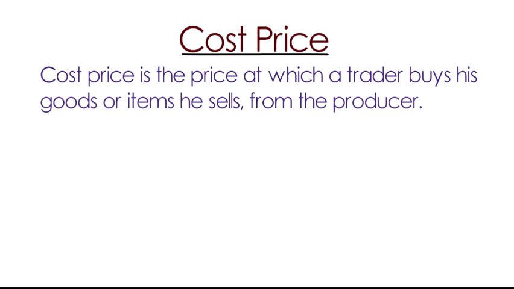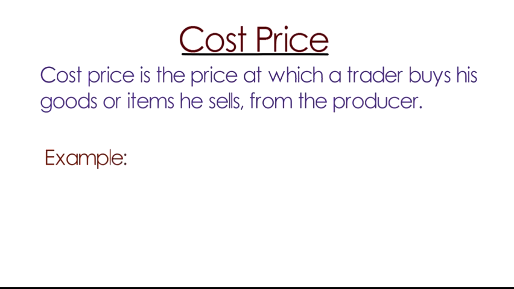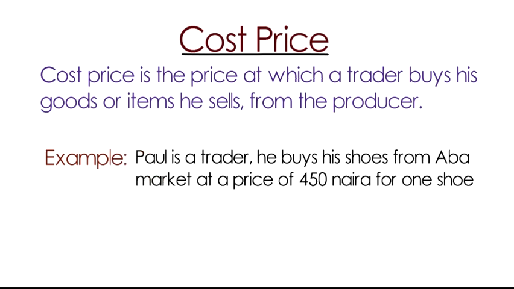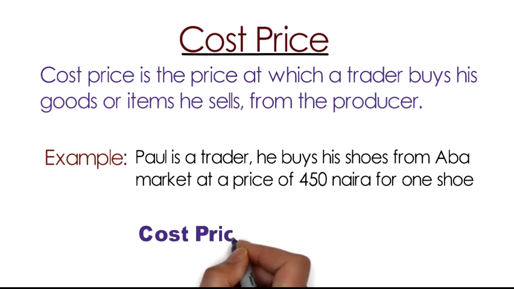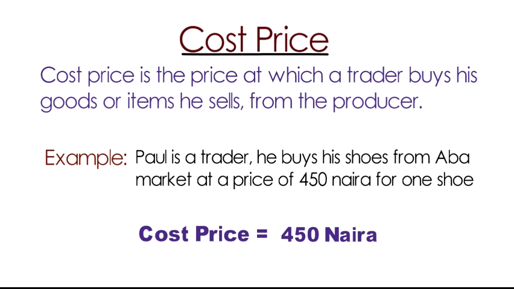Cost price is the price at which a trader buys his goods, or the item he sells, from the manufacturer or the producer. Take for example, Mr. Paul is a trader. He sells shoes. He buys his shoes from a shoe company. He buys one shoe at the price of 450 naira. So, 450 naira is the cost price for one shoe.